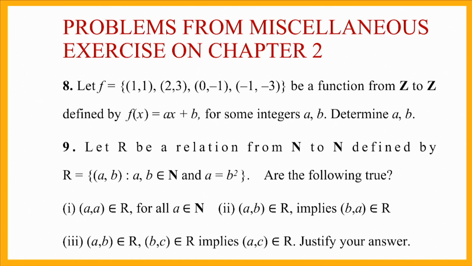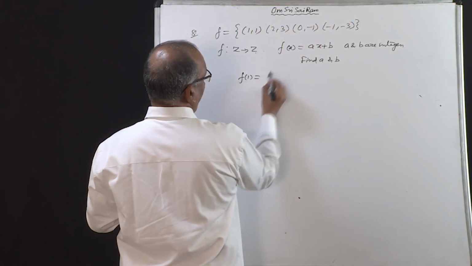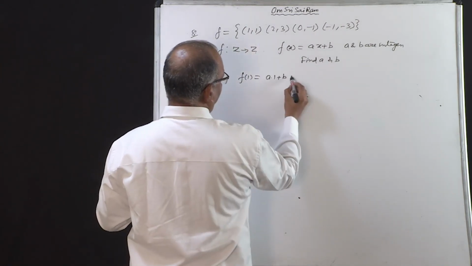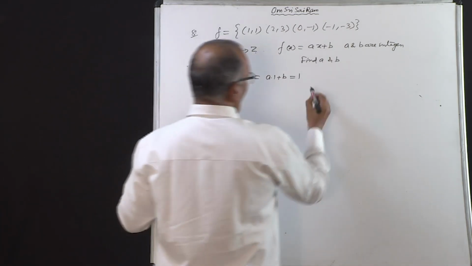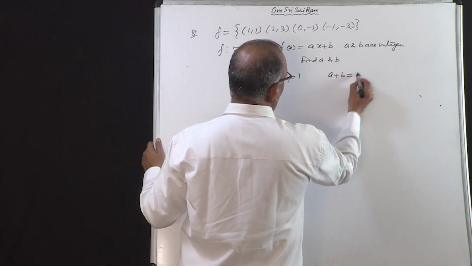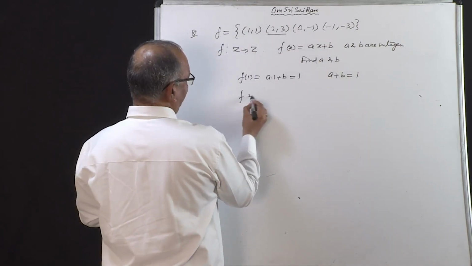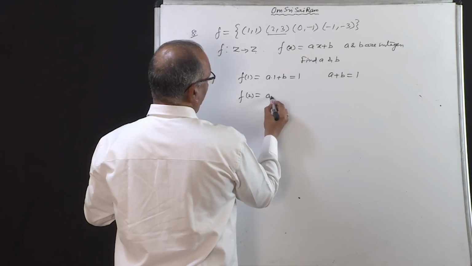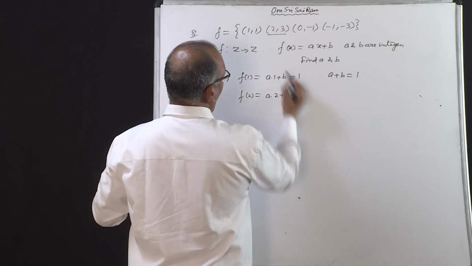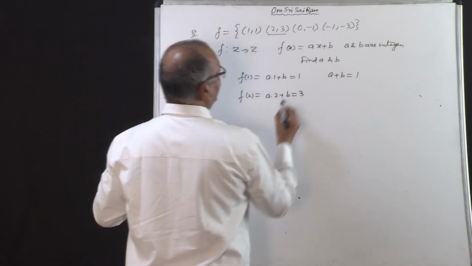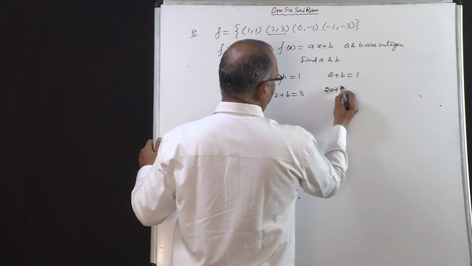Very simple problem. Simply substitute the values. Suppose x is 1. So what is f(1)? f(1) is a into 1 plus b, and according to him it is also equal to 1. So one equation you will get: a plus b equal to 1. Take this pair 2, 3, substitute in that. What is f(2)? a into 2 plus b, and according to him if you substitute 2 you are going to get 3. So the other equation is 2a plus b equal to 3.